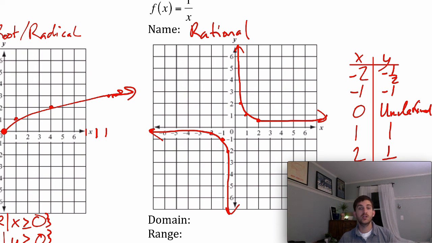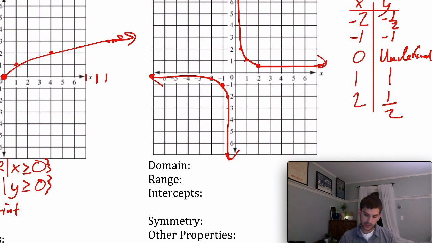And both of these curves are going to get really, really close to the x-axis and really, really close to the y-axis, but never quite touch it. As a result, for our domain, we're going to say our x's are real numbers still. However, x cannot be equal to 0. We cannot divide by 0 and get any output. It's undefined.